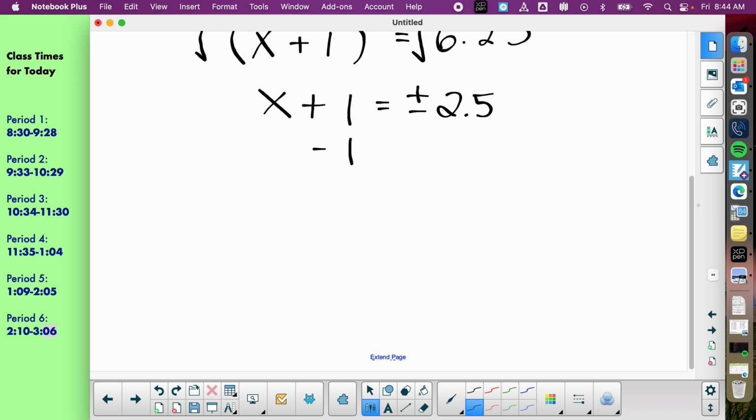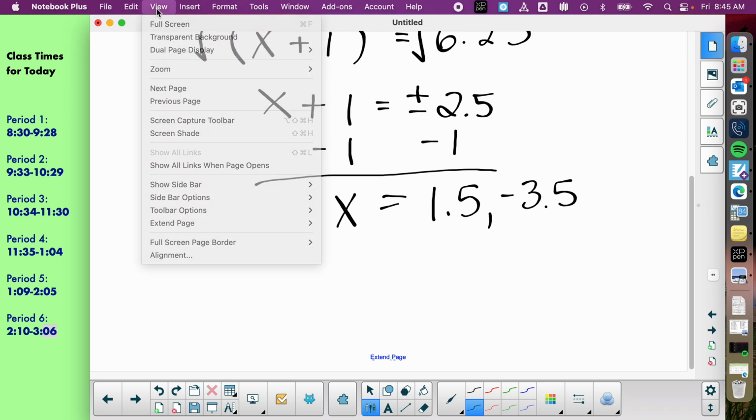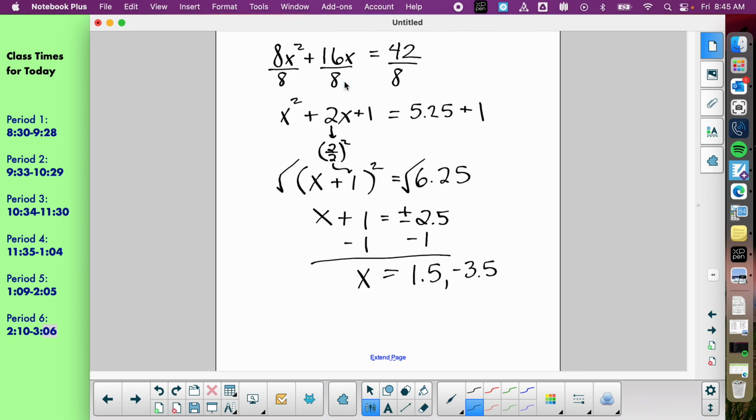Minus 1? 2.5 minus 1 is 1.5. Negative 2.5 minus 1 is negative 3.5. And then I'm definitely going to leave this up on the board. I want to leave this up on the board so that if you guys need a problem to look at to go from, this will be a good example.